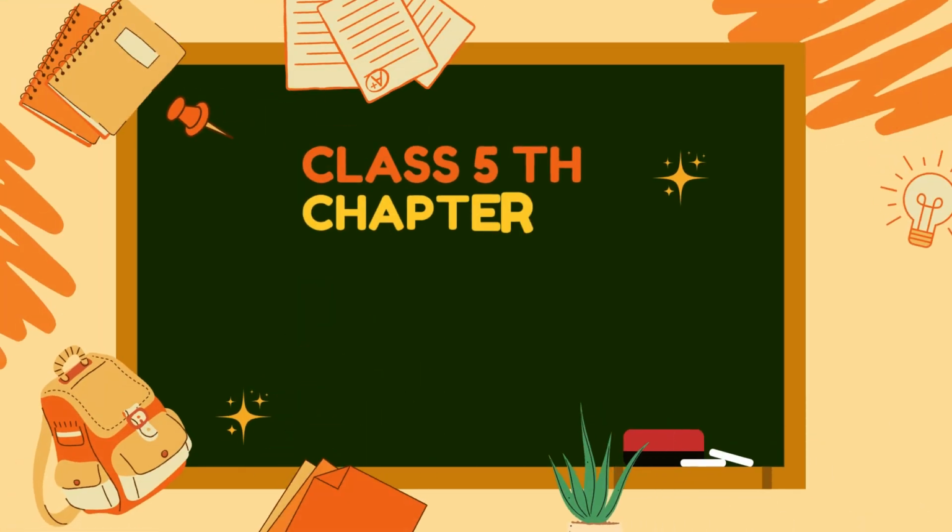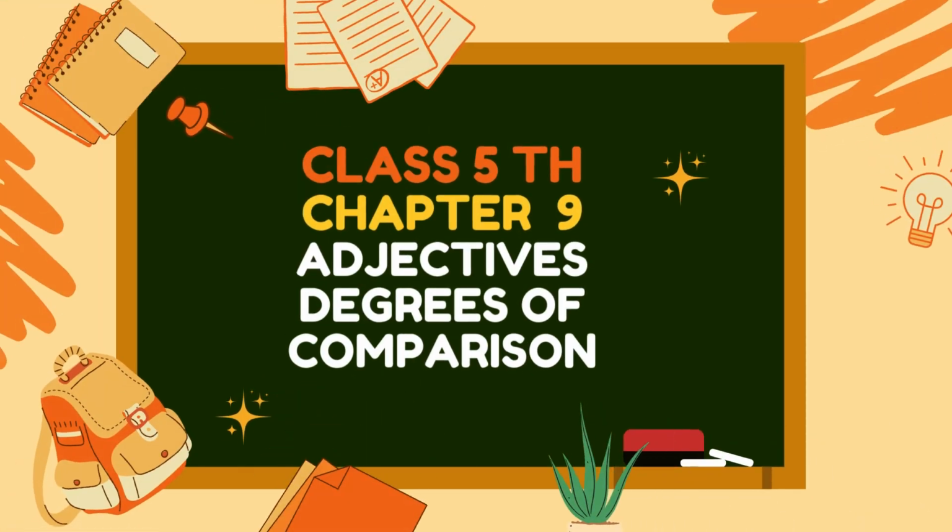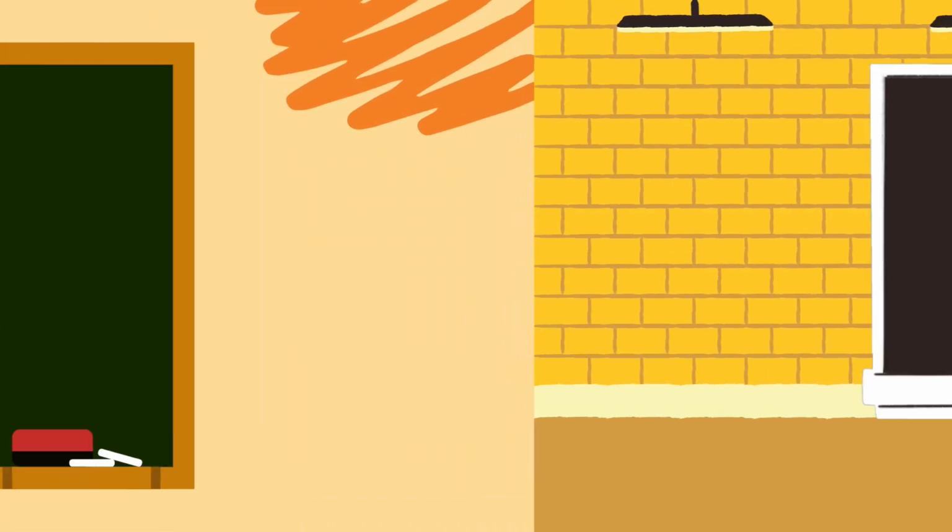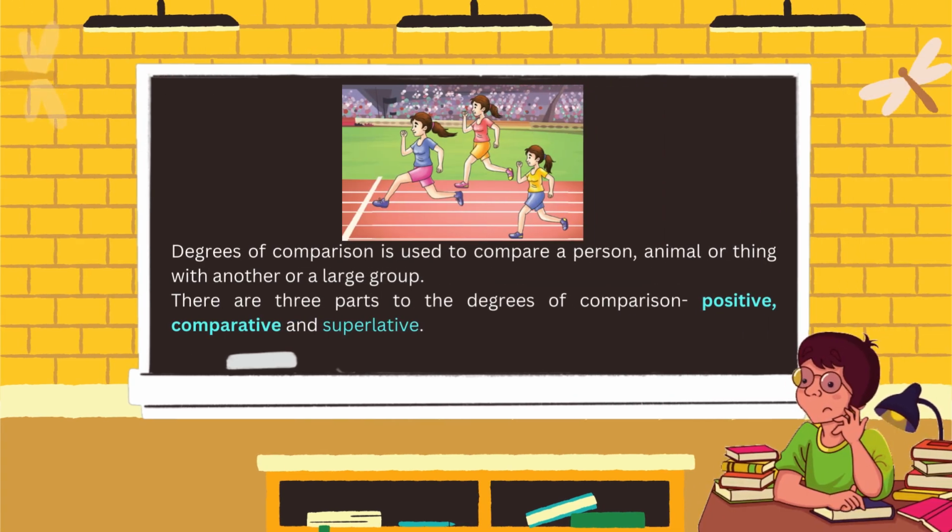Class 5th, Chapter 9. Adjectives. Degrees of comparison. Degrees of comparison is used to compare a person, animal or thing with another or a large group. There are three parts to the degrees of comparison: positive, comparative and superlative.